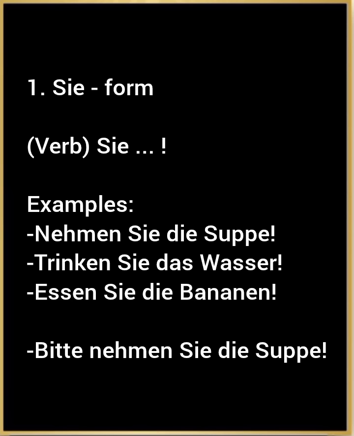Like in the example, you want to tell somebody, take the soup. To take is nehmen, right? So you simply say, Nehmen Sie die Suppe. Take the soup. Drink water. Trinken Sie das Wasser. And then eat the bananas. Essen Sie die Bananen. So you're simply beginning with the verb and then Sie. Nehmen Sie, trinken Sie, essen Sie, spielen Sie, schlafen Sie, all those ones.